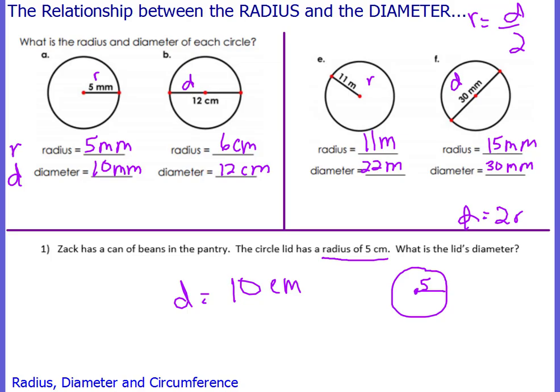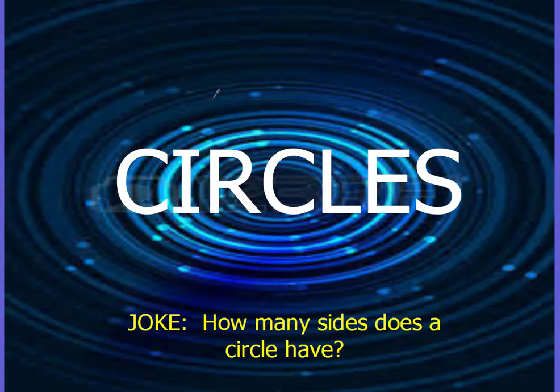You thought I was going to forget about the answer to the joke. All right, how many sides does a circle have? So your last chance to come up with an answer. The answer is 2. What? Yes, a circle has an inside and an outside.